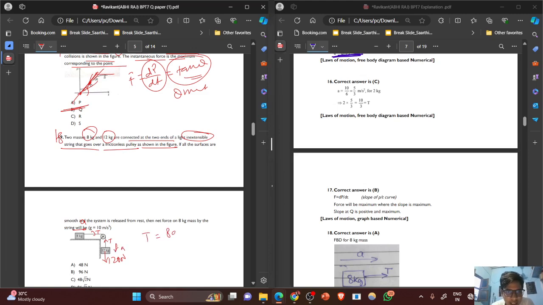So T equals 8a is the first equation, then 20 minus T equals 12a is the second equation, T equals 8a. So simply your 20 is equal to 12a plus 8a. So simply it will be 20a. So a equals 1 meter per second square. You get the acceleration. So what it is asking, if the surfaces are smooth and released from there, the net force acting on the 8 kg. So your tension will be ma, that is 8 into 1, meaning 8 Newton is acting on it.